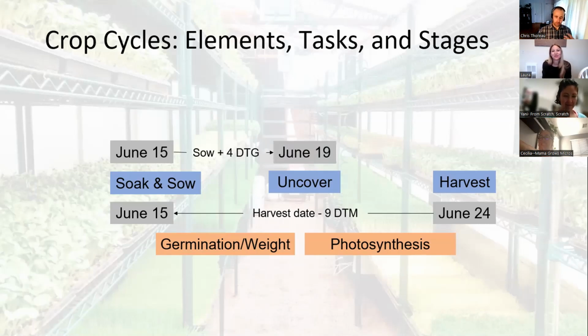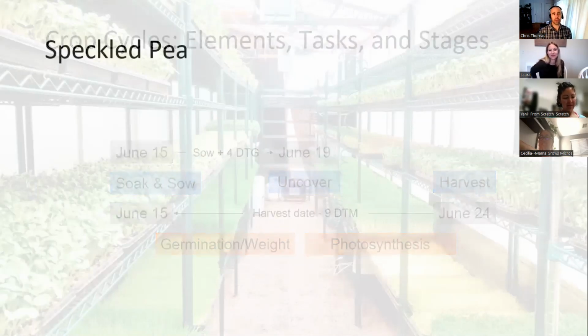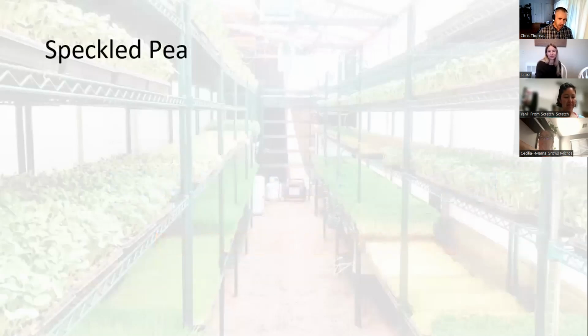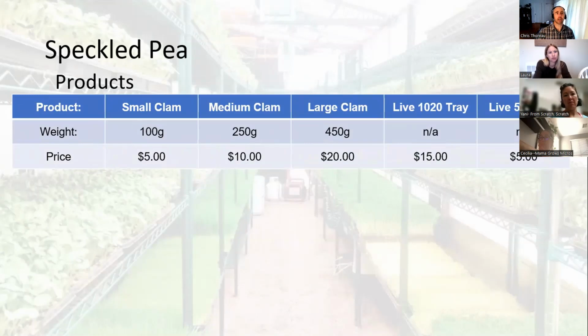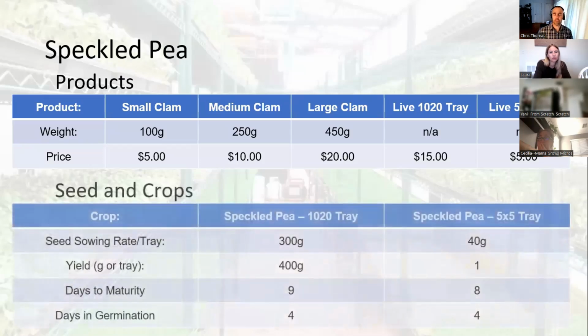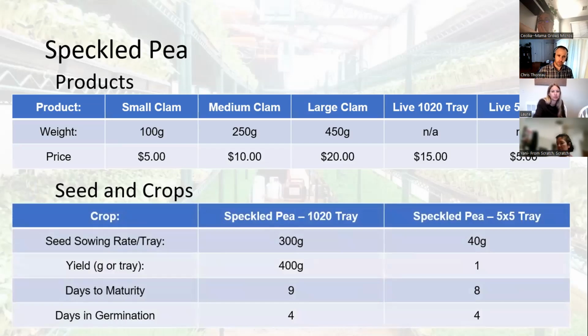Then we're thinking about our product from peas. There we're talking about our pea crop, but in order to sell the crop to our customers, we have to have a product. So we had this sample product line with 100, 250, and 450 gram sizes with different prices. In this case, we've also got some live trays. Then we have the details about our crop, which gives us a sense of our expected yield, our sowing rate, days to maturity, things like that. This is the information we use to make our calculations.